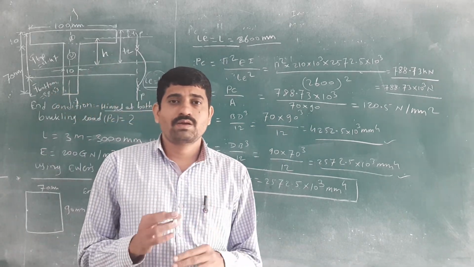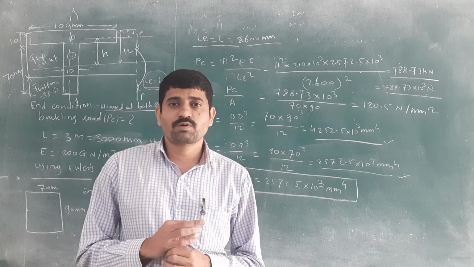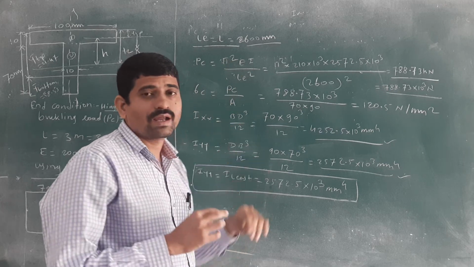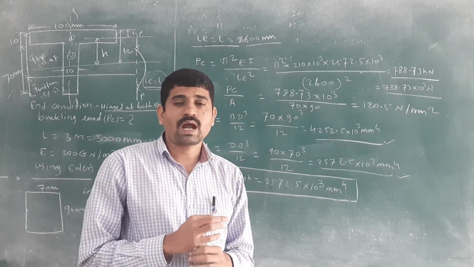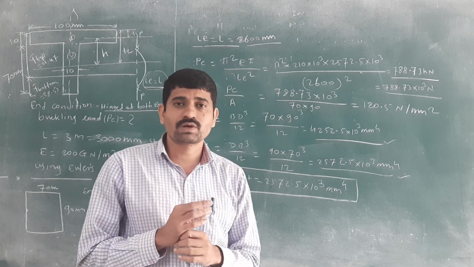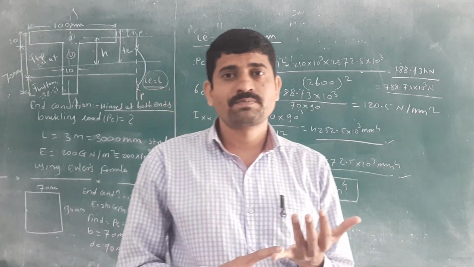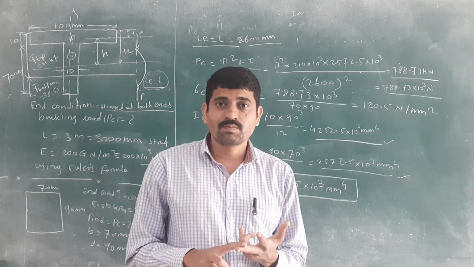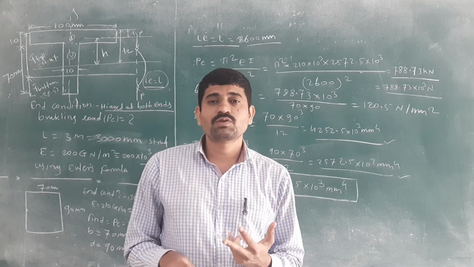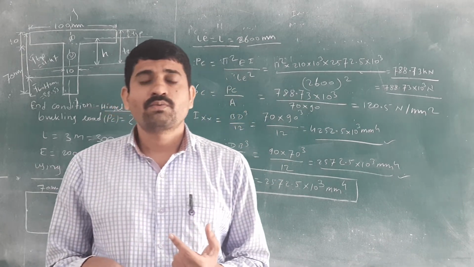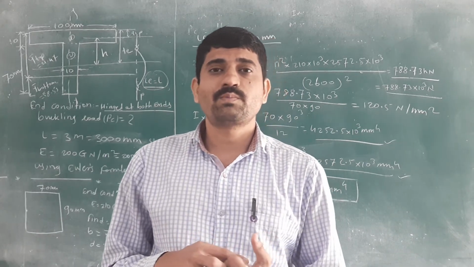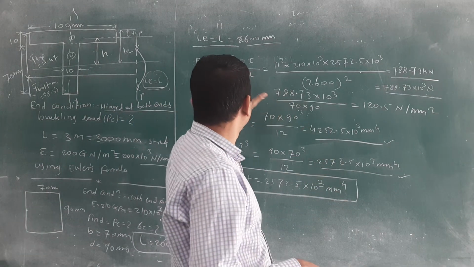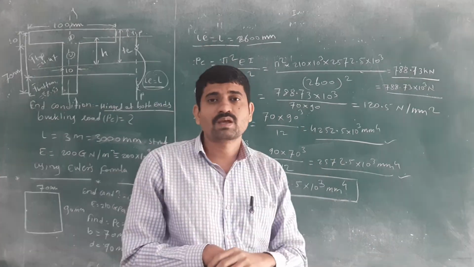If you are asked a question on Euler's formula, then there is only one formula, pi square EI divided by LE square. Okay, and you should remember the 4 conditions: both ends hinged, one side fixed and the other hinged, third is both ends fixed, and last is one side hinged and one side fixed. Okay, you should remember these 4 conditions and see the relation between actual length and effective length.